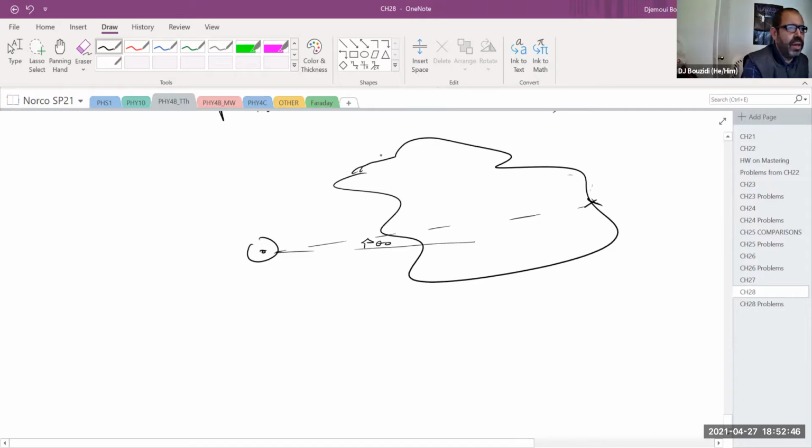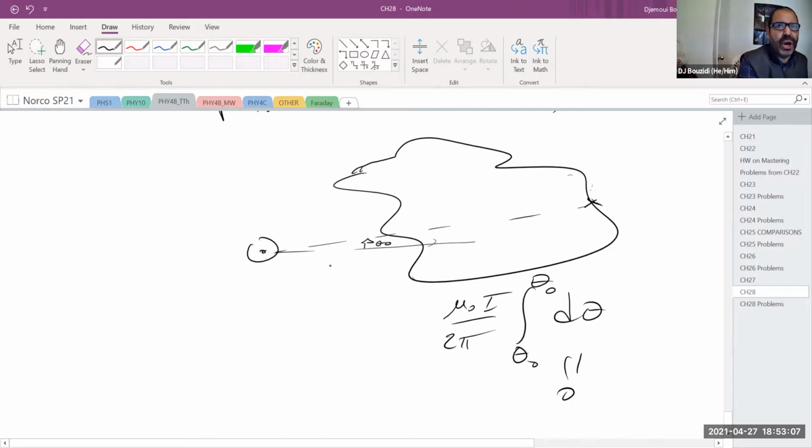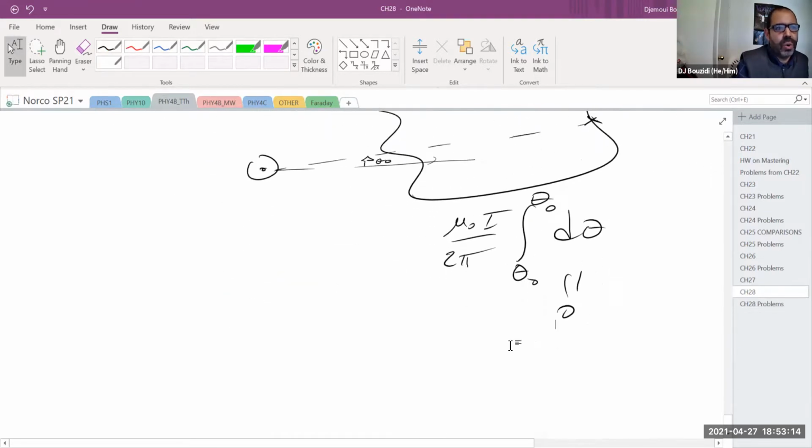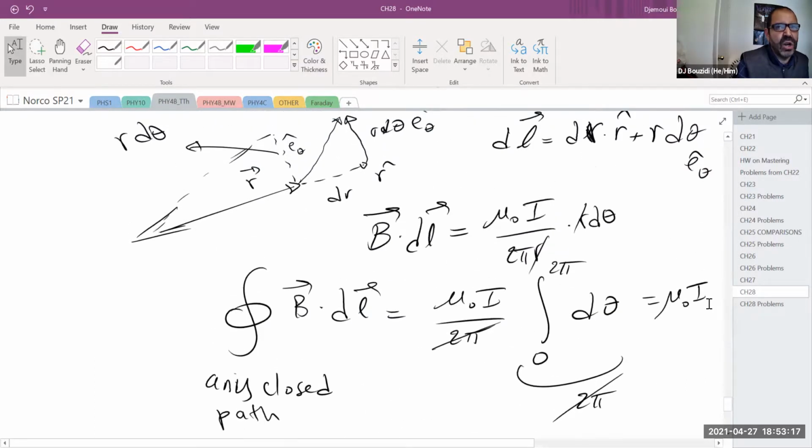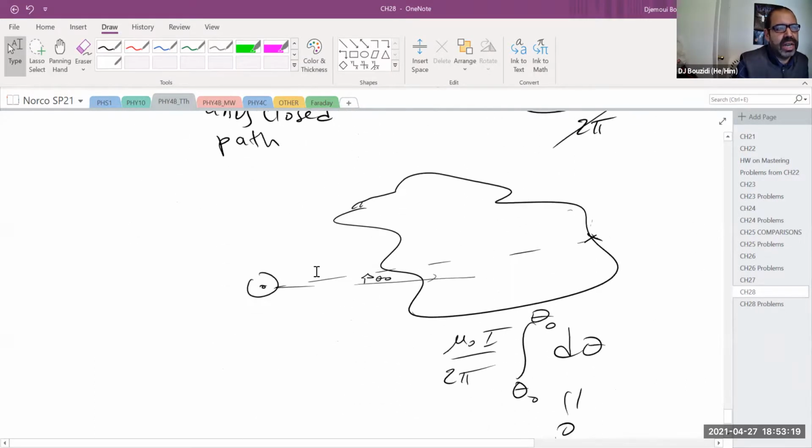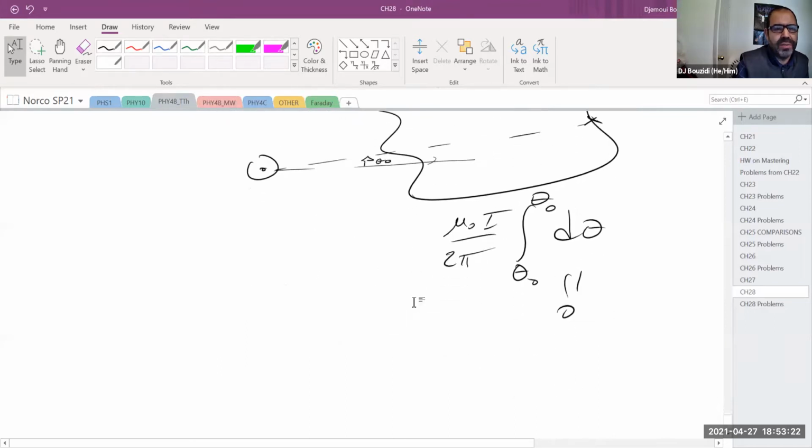And you go around the path, and you're going to come back to the same value of theta naught, because you're coming in the opposite direction and going back in here. So the integration will be identical, mu naught I over 2 pi times the integral from theta naught to theta naught of d theta, and that is equal to 0. So if the path does not enclose the wire, you are going to get 0 contribution to the circulation. So only what matters in here is the enclosed currents. If the current is not enclosed, you're not going to get any contribution whatsoever.